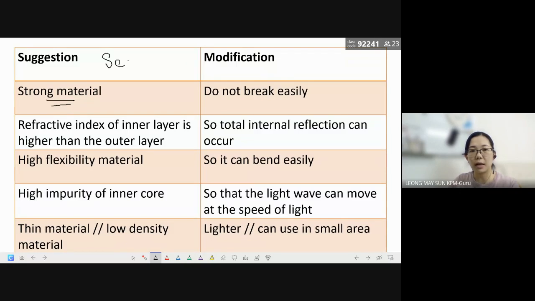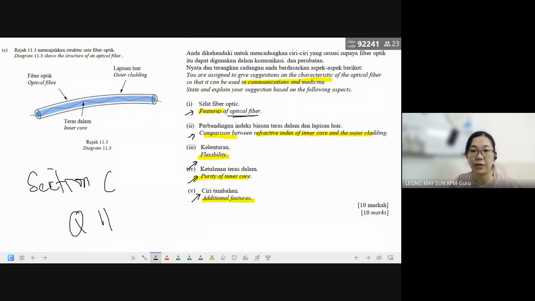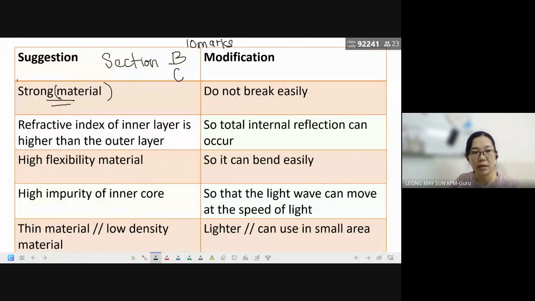Section B, question number 9 or 10, and section C, answer question number 11. If it's a 10-mark question, if you see 10 marks over there, I want to see this kind of table. Don't worry about writing full sentences or whatnot. Just give me the material or the features. The question actually asks features of the optical fiber, so I could improvise even better by writing features, double dot, strong materials.